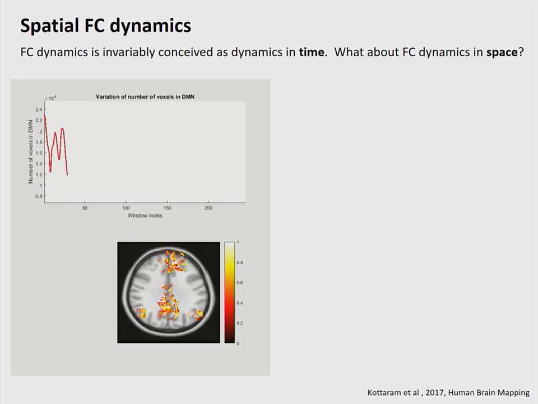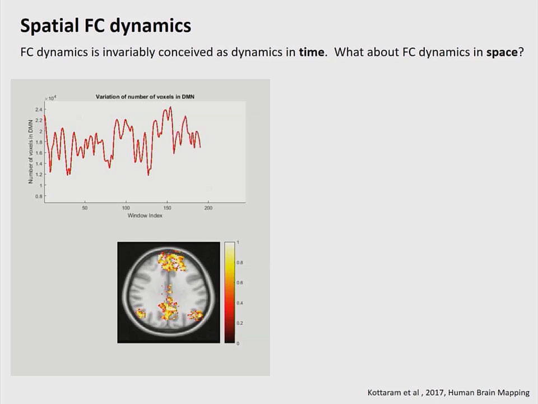Another project, this is work that was just published by Akil that we did earlier this year. Most of functional connectivity dynamics is focused on dynamics in time, temporal dynamics. What we're interested in doing here is investigating dynamics in space, spatial dynamics.